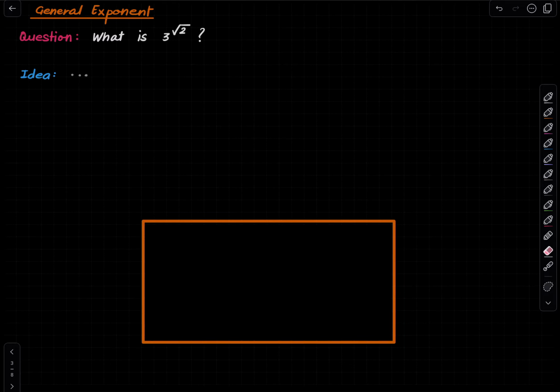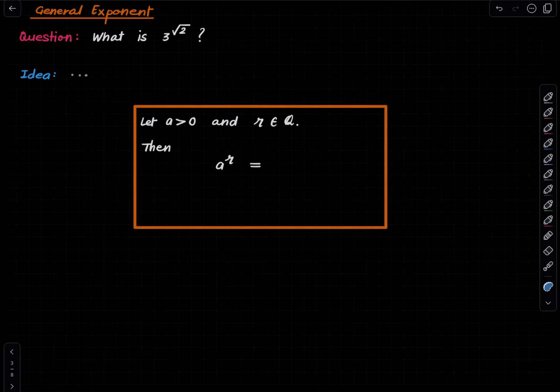So now let's define the exponentiation to a rational number. Fix a positive real a, and let r be a rational number. Then we define a to the power r as a to the power p, to the power 1 by q, where r is equal to p by q, p is an integer and q is a positive integer, a natural number.